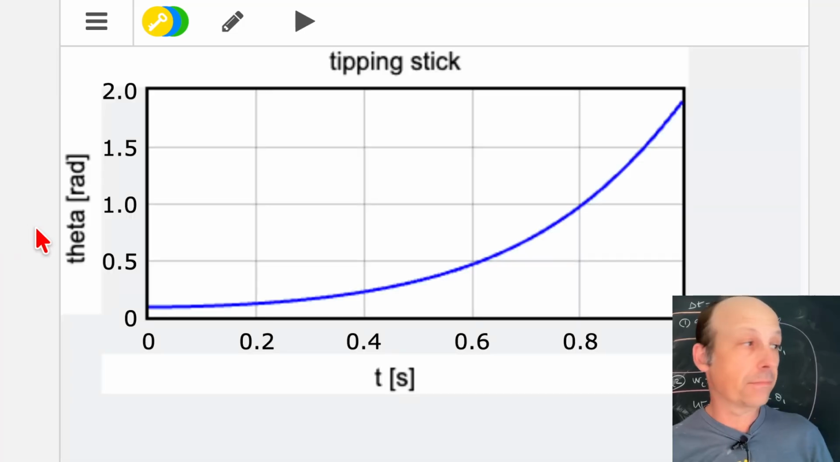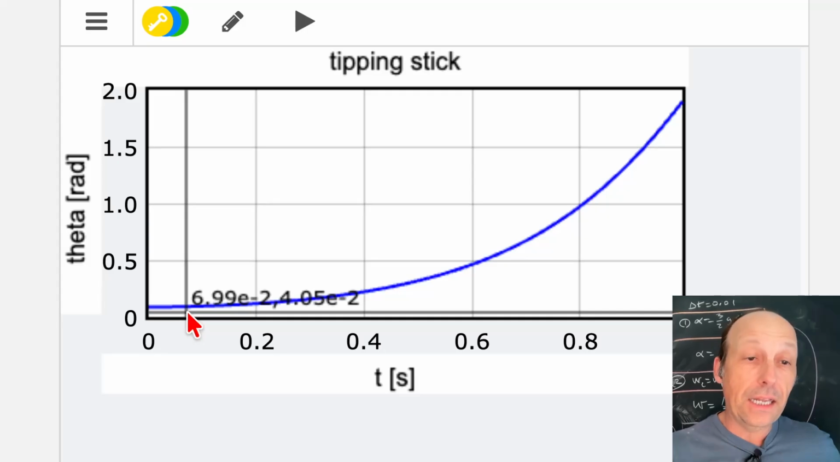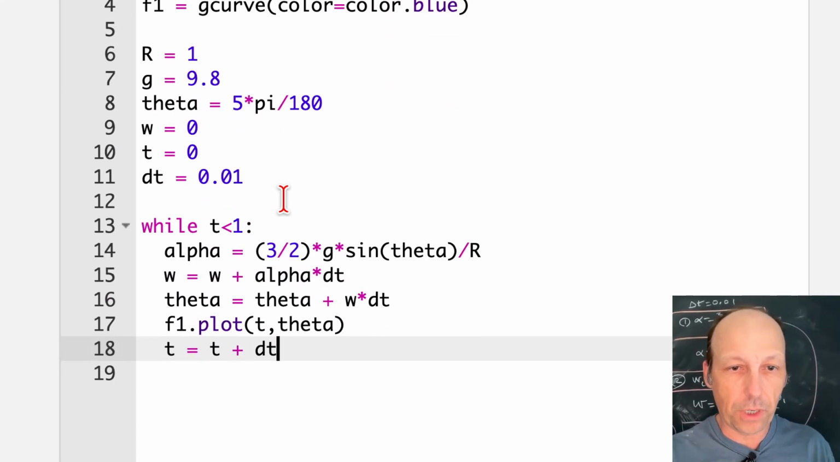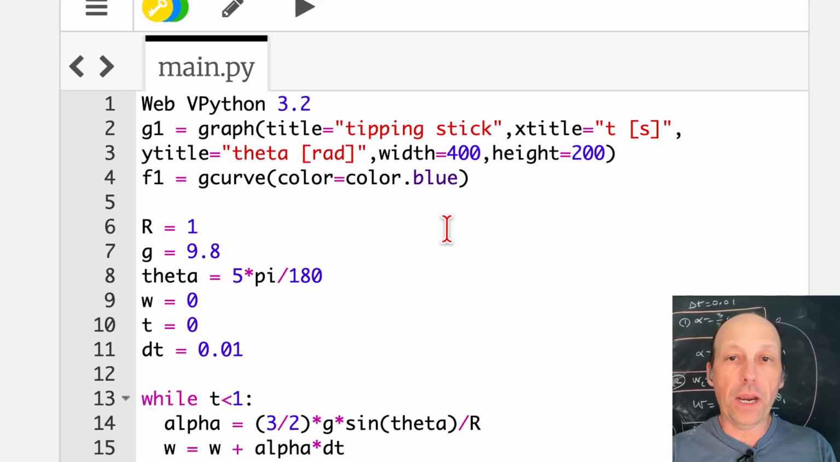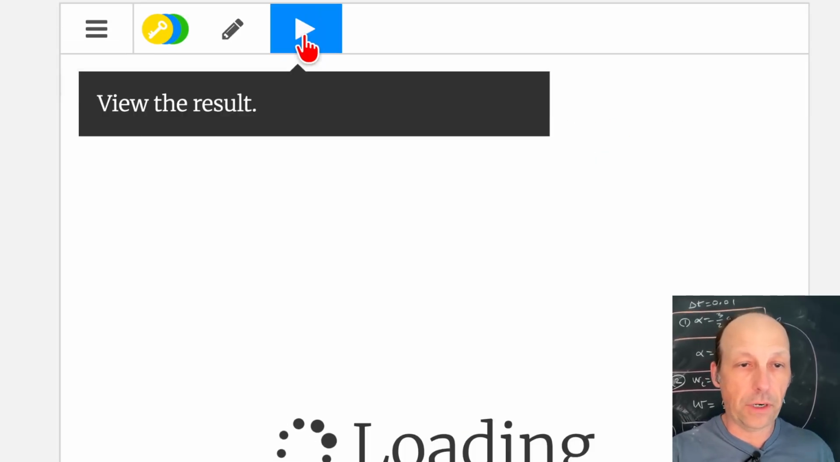There you go. Tipping stick. Did it fall all the way over is one of the questions that we want to ask. So let's put this theta in degrees. I think in degrees is much better. So when I plot it, I'm going to say times 180 over pi, and then up here I'm going to say degrees, and run it.